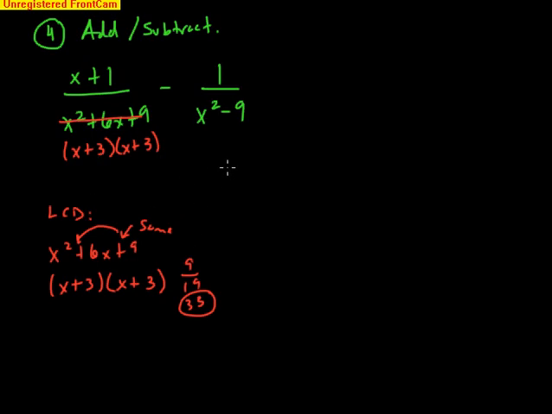Now I'll do the same thing for the x squared minus 9. Whenever I see a minus sign and I see a squared, I'm thinking it can factor. Well, remember that 9 is a perfect square. This is a difference of perfect squares. x plus 3, x minus 3.